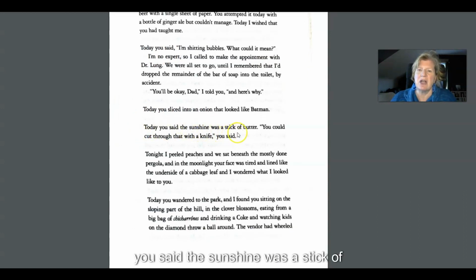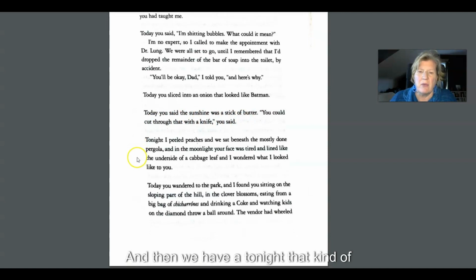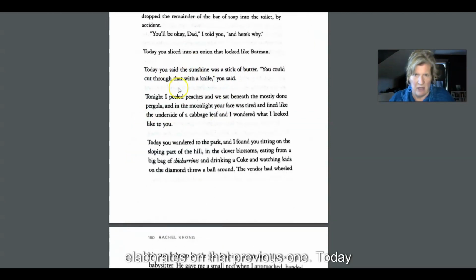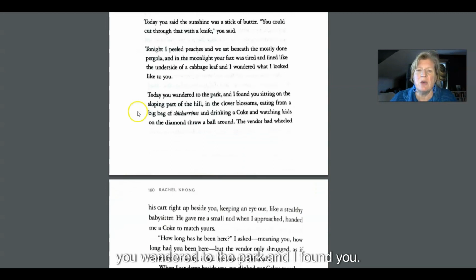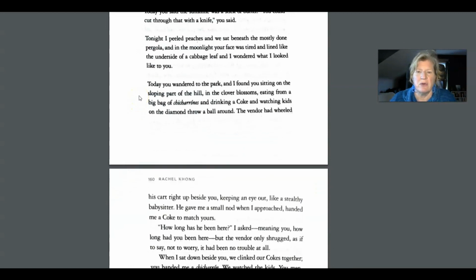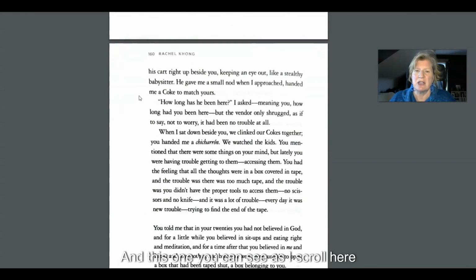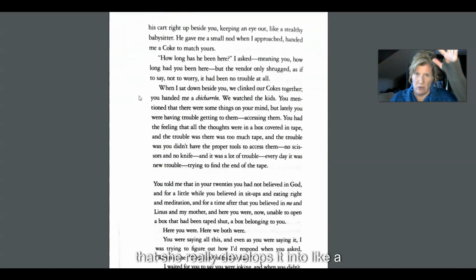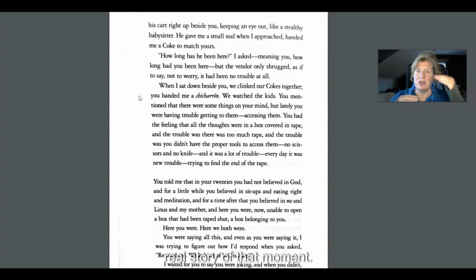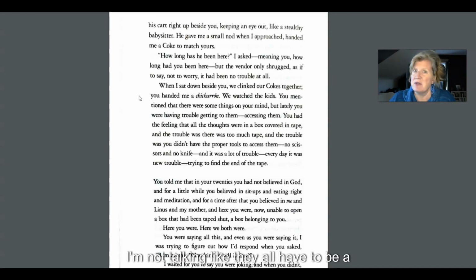Today you said the sunshine was a stick of butter. And then we have a "tonight" that kind of elaborates on that previous one. Today you wandered to the park and I found you. And this one, you can see as I scroll here, she really develops it into a real story of that moment. So your little vignettes, I'm not talking like they all have to be a sentence.